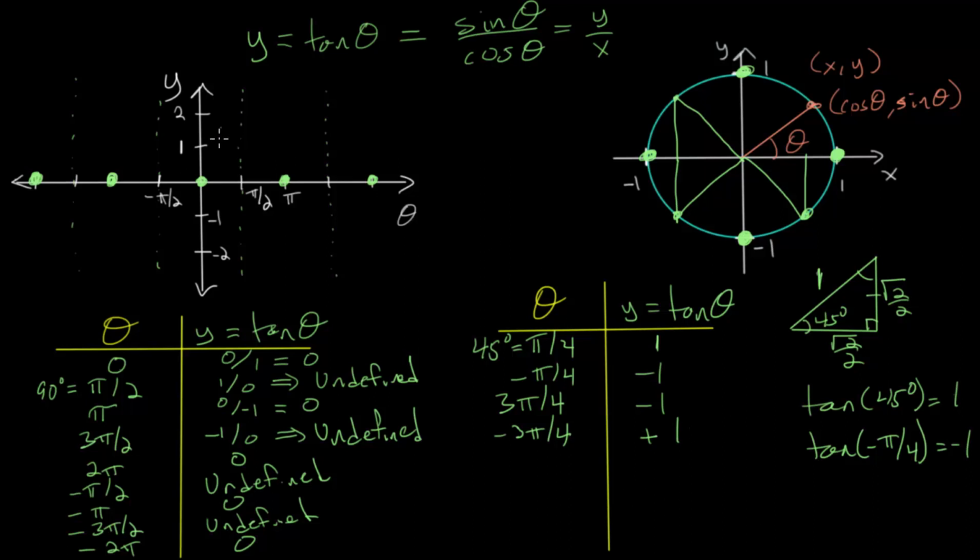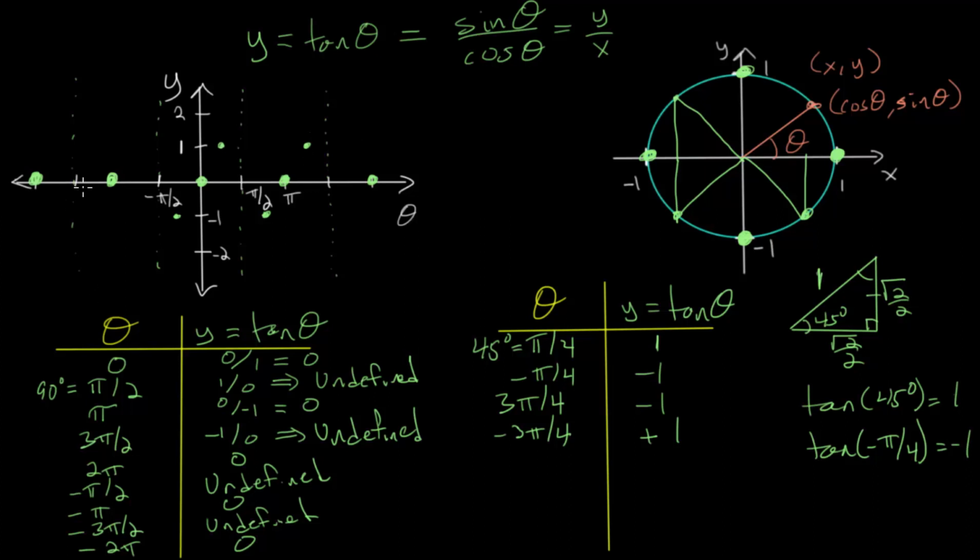So let's fill in these values here. At pi over 4, we have 1. At minus pi over 4, we're at negative 1. And we can also put in 3 pi over 4, which would be right here. This would be at negative 1. And if we did 5 pi over 4, counting this way, we know that's the same thing as minus 3 pi over 4. That would be at positive 1.